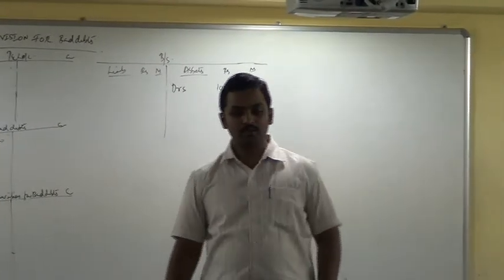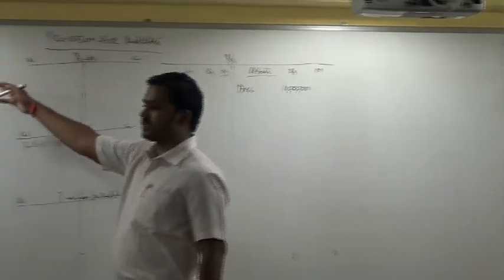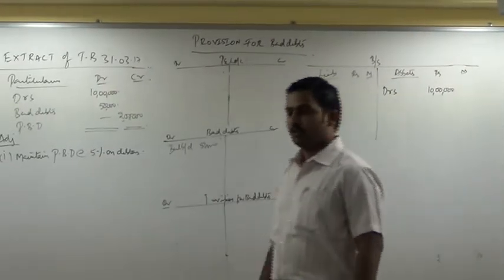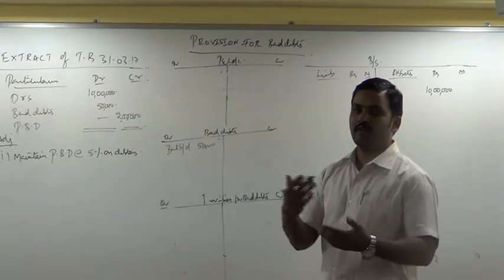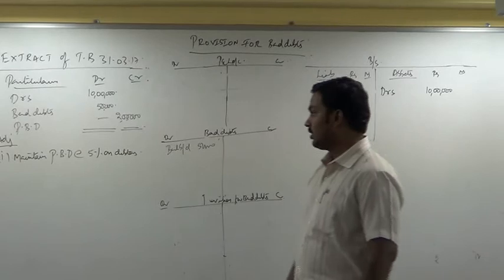Bad debts, balance brought down. These bad debts occurred during the years 16-17. During the current year, debtors did not pay money, so we wrote the entry to bad debts account, not to debtors. That is the value coming in the trial balance.